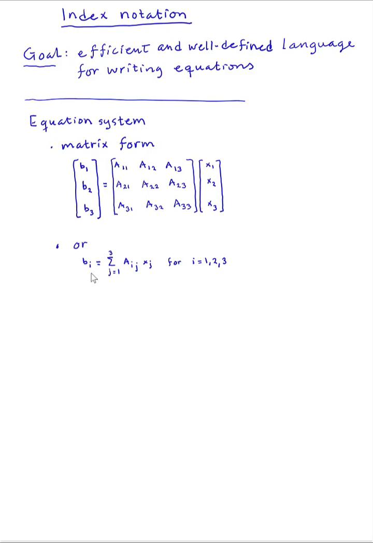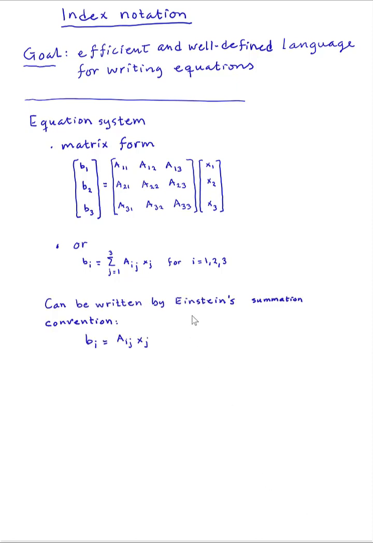This can also be written by using summation, and as we see here, we have bi, where index i takes the value 1, 2 and 3, so we have 3 equations, and for each i it is equal to the sum over j of aij times xj.